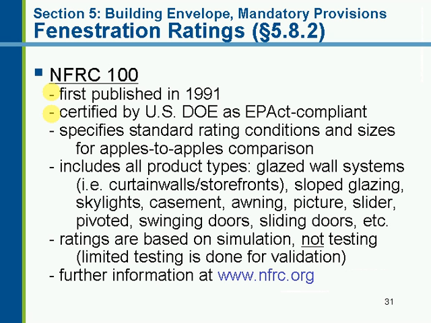NFRC 100 includes all product types. It's included glazed wall systems, curtain walls, and storefronts since the beginning in 1991. Slope glazing like you might see in an atrium, skylights, typical operable windows, casements, awnings, sliders, includes swinging doors, sliding doors.